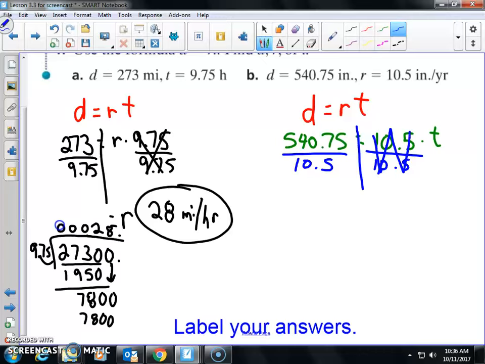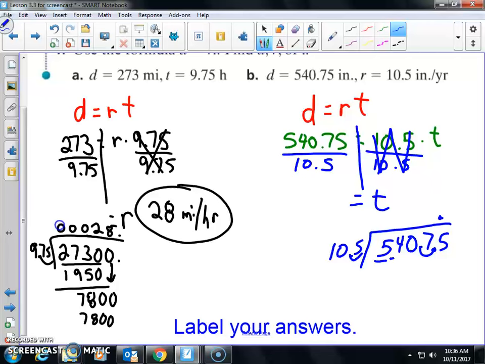We know this cancels, turns into 1t, or just plain t. And again, set up a side problem. Move my decimal once in each spot. I know 105 won't fit into 5 or 54, but it fits into 540 a total of 5 times. That's 525. Subtract, I got 15 left.